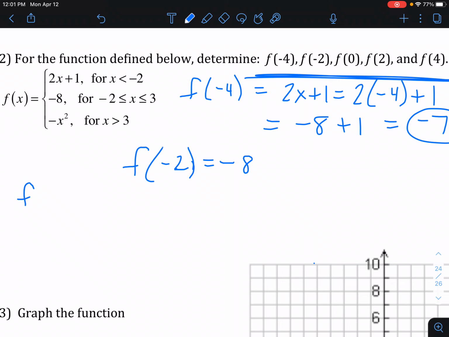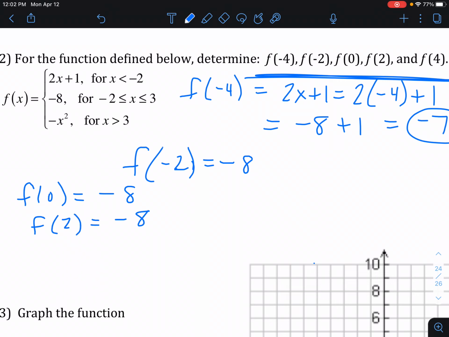Okay, next up is f of 0. 0 is in between negative 2 and 3. So again, my output, I just write negative 8. Next up, 2. 2 is not less than negative 2, but it is in between negative 2 and 3. So again, I have another output. f of 2 is negative 8.